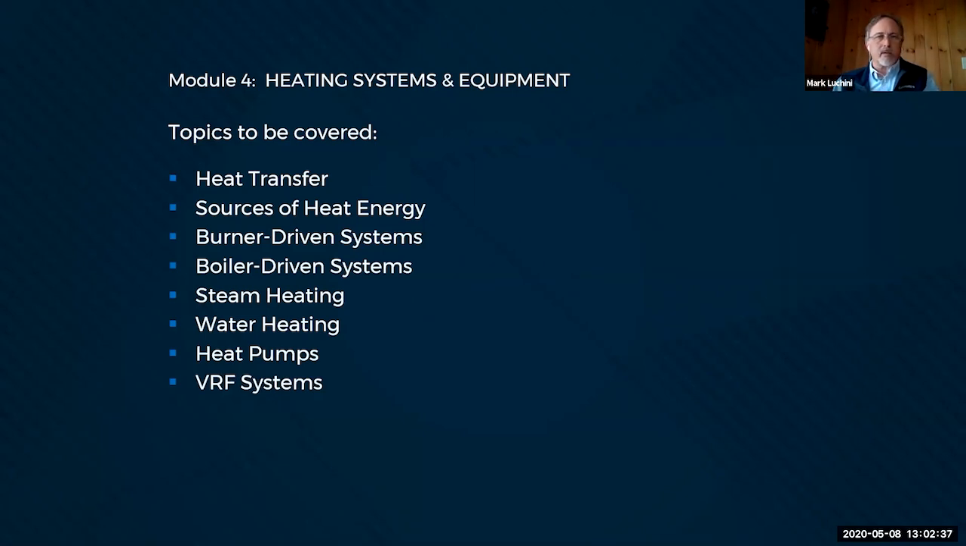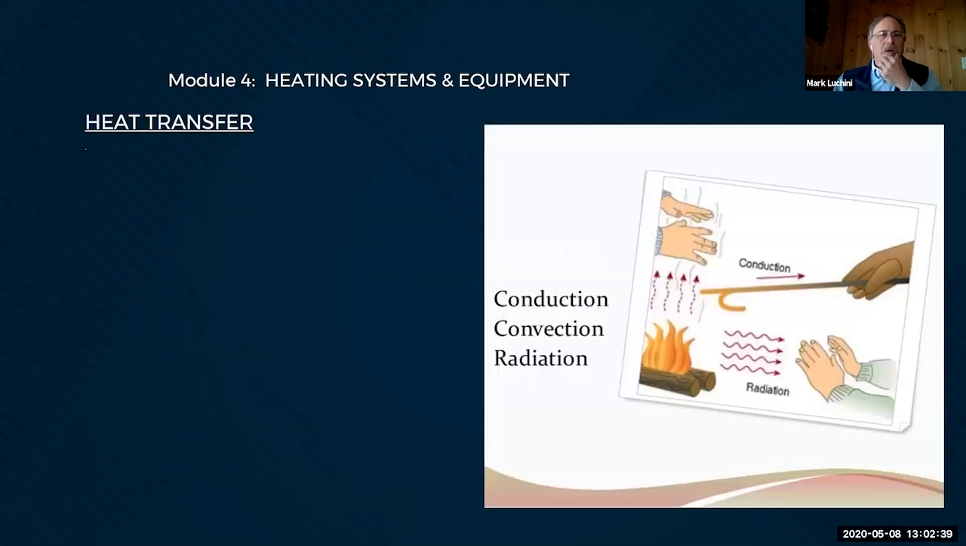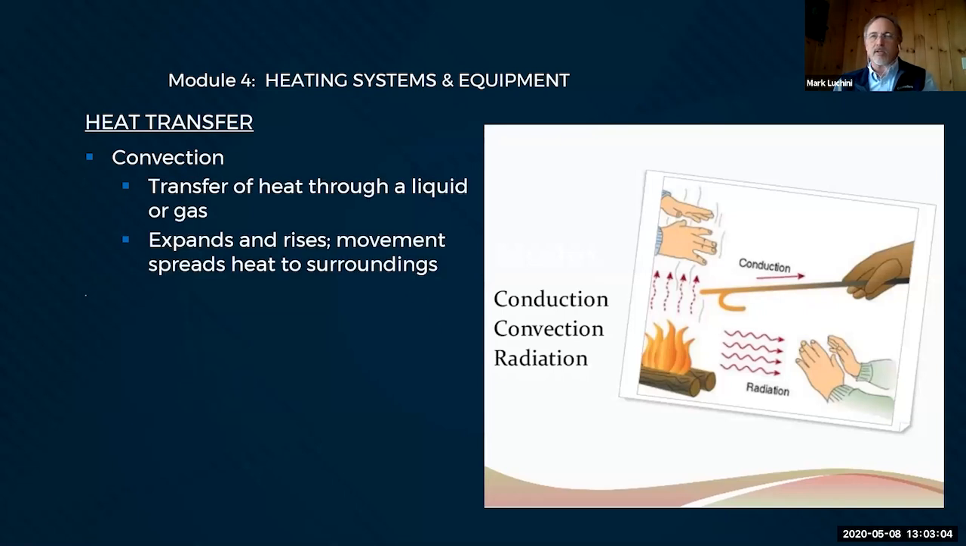So, diving right in. Heat transfer. Remember, we talked a little bit in fundamentals about heat transfer from the human body, and evaporation was included in that. But the three main methods of heat transfer that happen in HVAC systems are convection, conduction, and radiation. Convection, as you might recall, is the transfer of heat through a liquid or gas. As you heat that gas, it expands, gets buoyant, rises, and the movement of that fluid or gas actually spreads its heat to the surroundings or to anything that it comes in contact with.